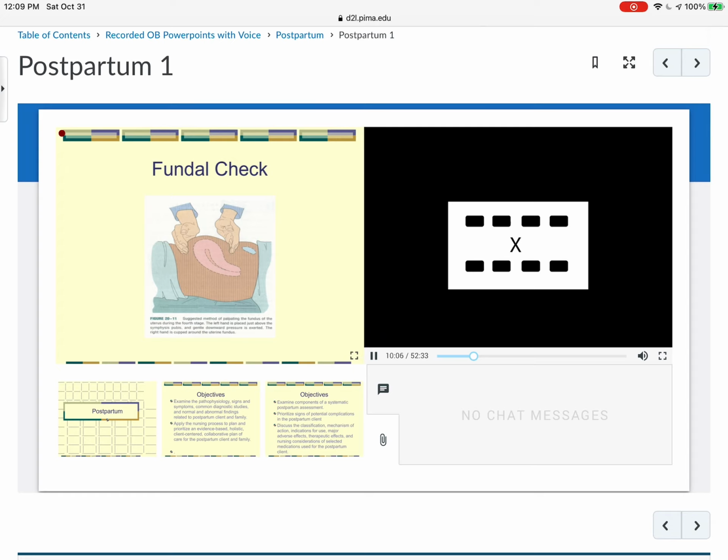The fundal check is very important. Right after a patient delivers, we do a fundal check every 15 minutes for the first 1 to 2 hours, depending on the facility. Once they're up in the postpartum or couplet unit, we don't do them as often because most of the time an immediate hemorrhage happens in the first 2 hours. It doesn't mean it can't happen after that, but after 2 hours, we can usually tell the patient is going to be stabilized. And again, we pay attention to risk factors for hemorrhage as well.